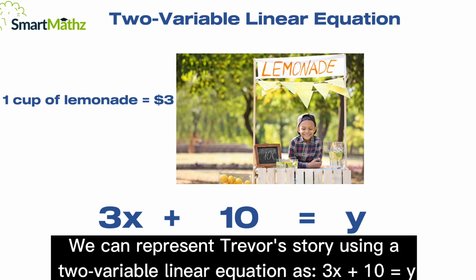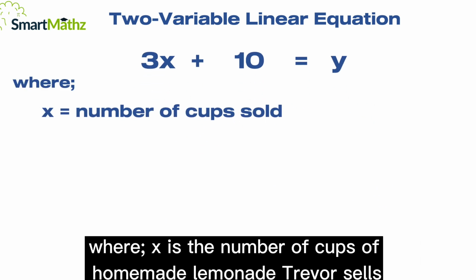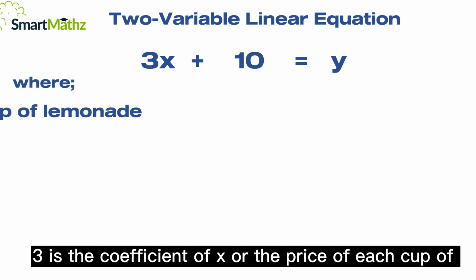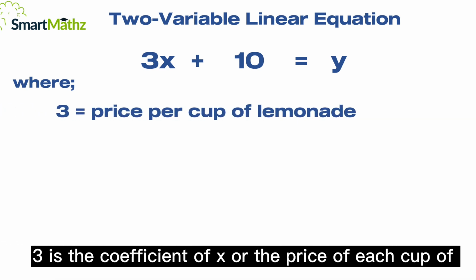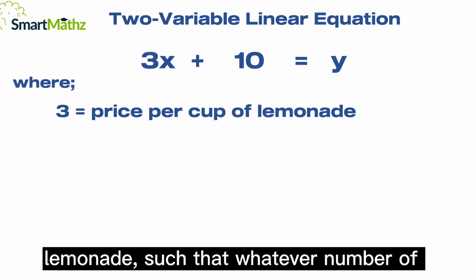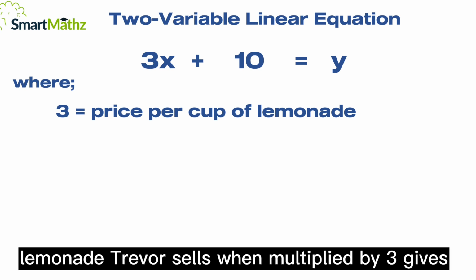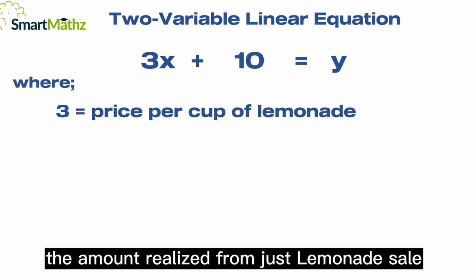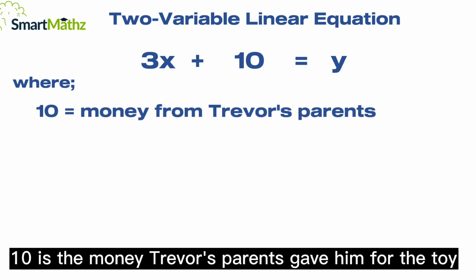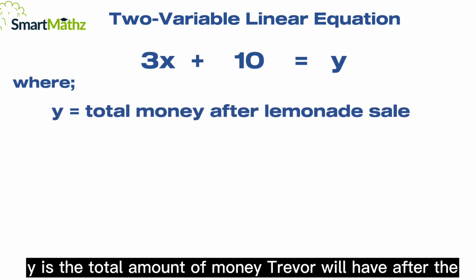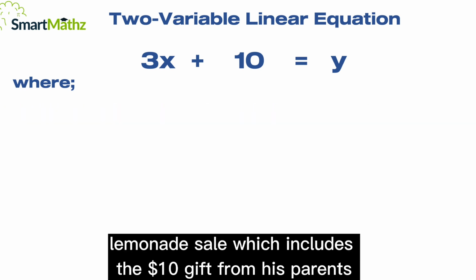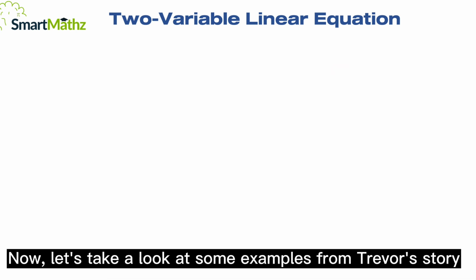We can represent Trevor's story using a two-variable linear equation as 3x + 10 = y, where x is the number of cups of homemade lemonade Trevor sells. 3 is the coefficient of x, or the price of each cup of lemonade, such that whatever number of lemonade Trevor sells, when multiplied by 3, gives the amount realized from just lemonade sale. 10 is the money Trevor's parents gave him for the toy. y is the total amount of money Trevor will have after the lemonade sale, which includes the $10 gift from his parents. Now, let's take a look at some examples from Trevor's story.